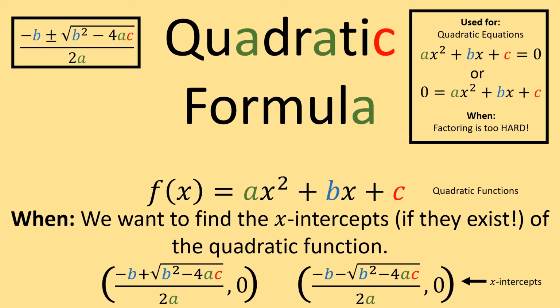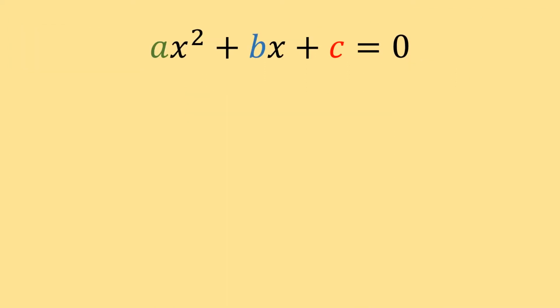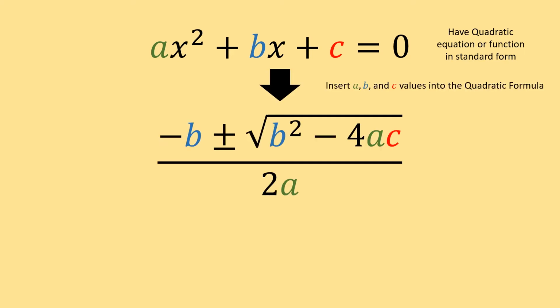So let's go over the steps for using the quadratic formula. First, you got to make sure that your quadratic equation or function is in standard form. That is, it is easy to identify the a, b, and c values. Then, you have to insert your a, b, and c values into the quadratic formula. Notice that there's a plus minus sign within the quadratic formula.